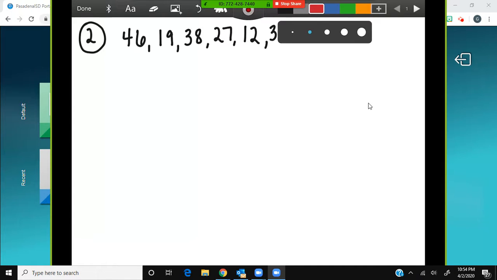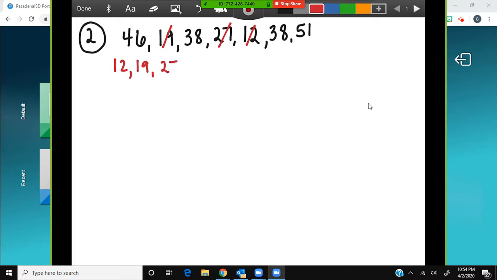So the first number, the least, would be 12. Then I have 19. Then 27. Then 38. 38 again. 46. And 51. And then I like to count to see how many numbers I started with and to see if I wrote them all again. So 1, 2, 3, 4, 5, 6, 7. 1, 2, 3, 4, 5, 6, 7. So I'm good. All right.